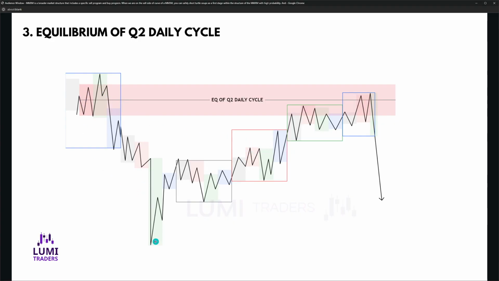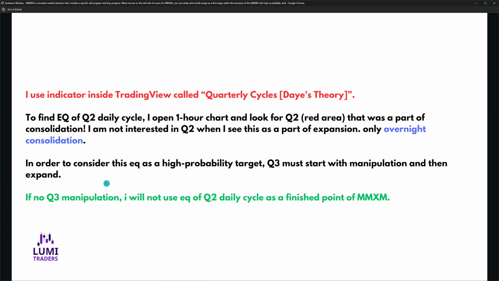Perfect. So it was part of expansion, but I am interested only when it was part of consolidation, overnight consolidation. So you are interested in the time between midnight and 6 a.m. You would like to use this equilibrium of quarter 2 once we got this between midnight and 6 a.m. consolidation. If it was part of expansion, no interest.